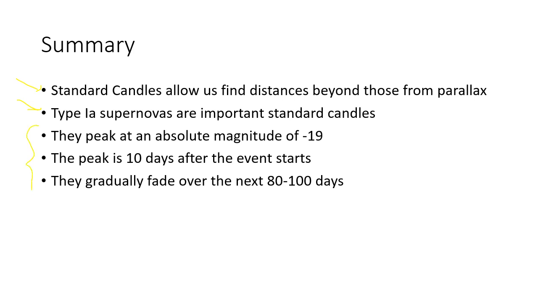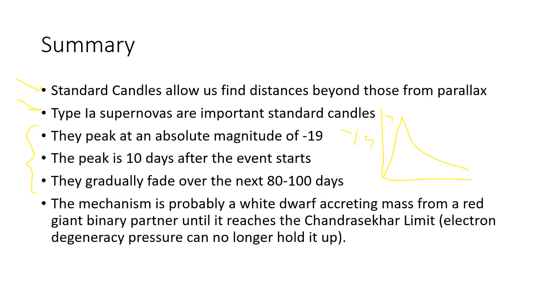That's also that you can sketch the graph, sort of thing. -19 up there. Okay, so that's also that you can sketch that graph. And then the mechanism is probably not all that likely to be asked about, but the mechanism I just think is interesting. Why are they always the same brightness? They're always the same brightness because they always reach this Chandrasekhar limit. The electron degeneracy pressure that we talked about is holding white dwarfs up, and it can't hold them up anymore.